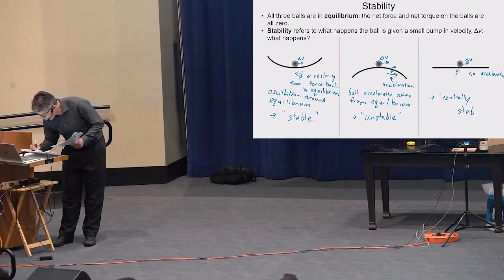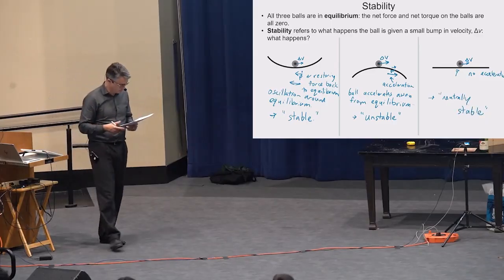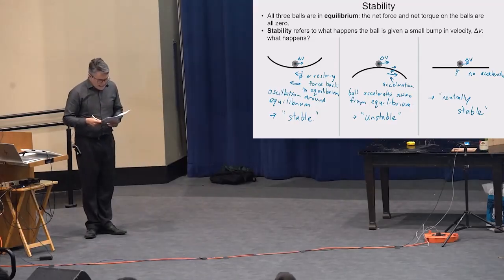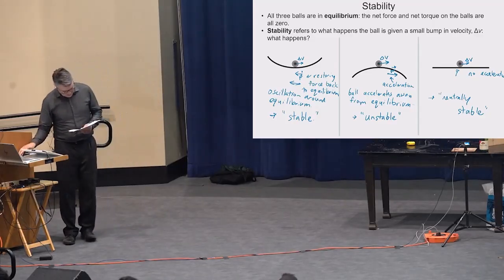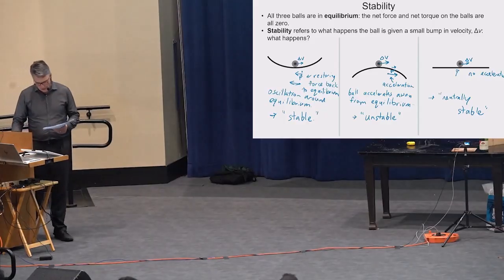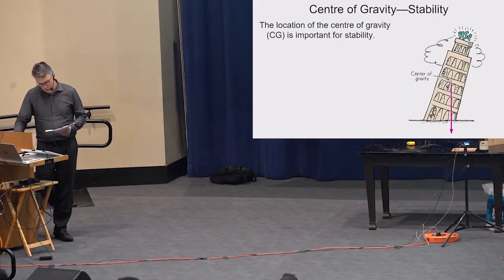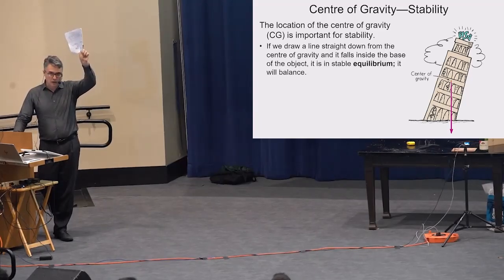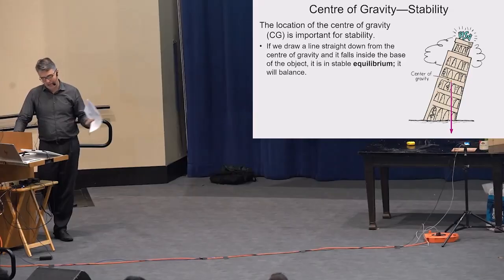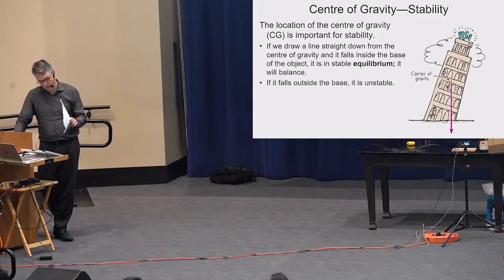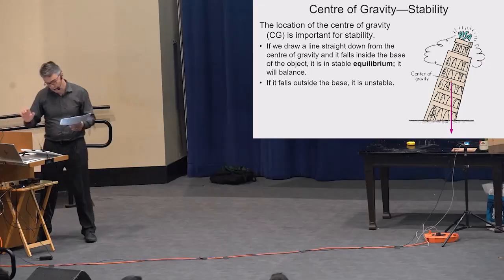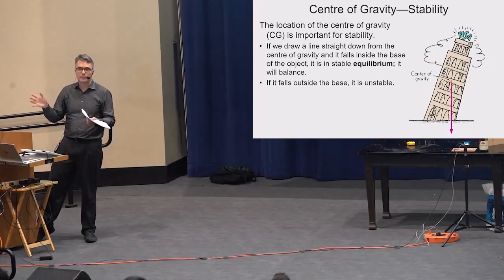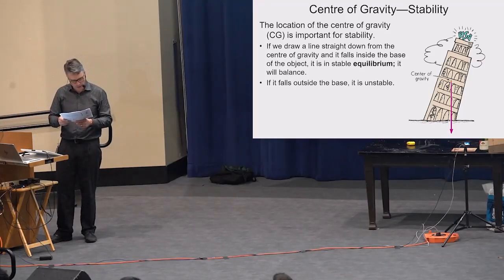Neutrally stable, I guess. Perturb it a little bit, but it doesn't rush away. And I guess the idea here is that if you take the center of gravity in an object and draw a line straight down, and it falls inside the base of the object, then it's in stable equilibrium. It's going to balance. If you perturb it a little bit, it wants to fall back to its original position. And if it falls outside the base, it's not only unstable, it's probably not in equilibrium either. It's going to have a torque which takes it away.